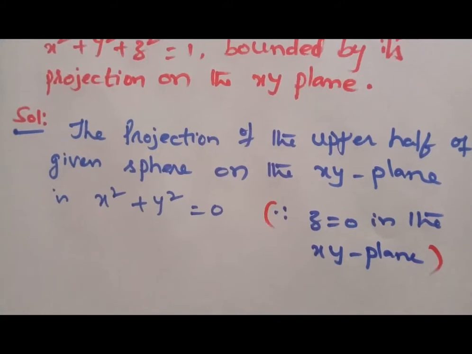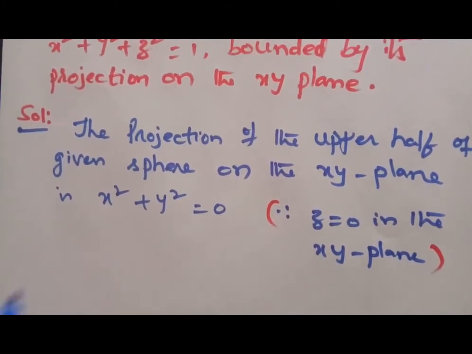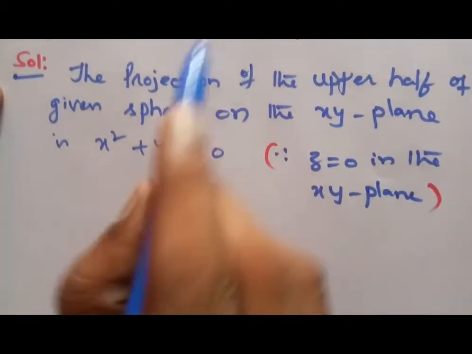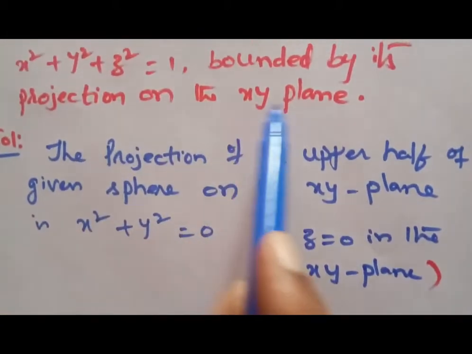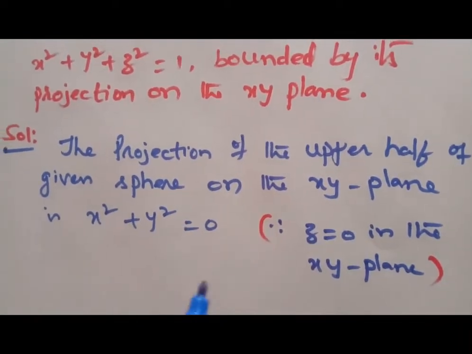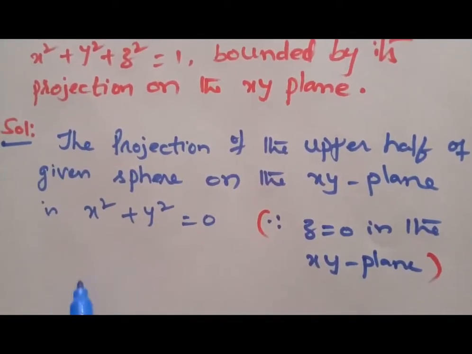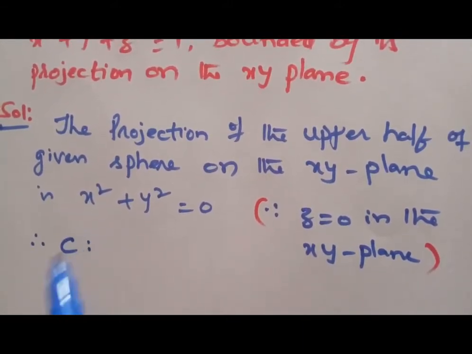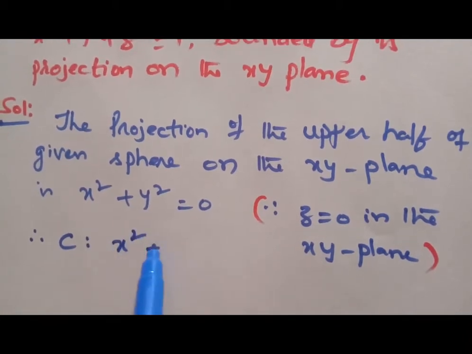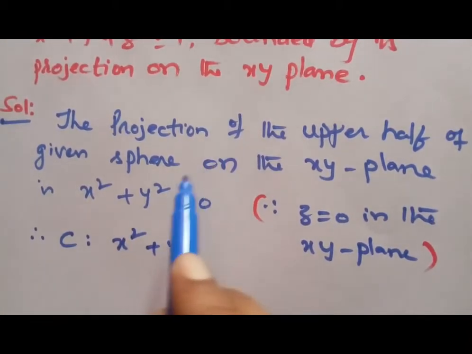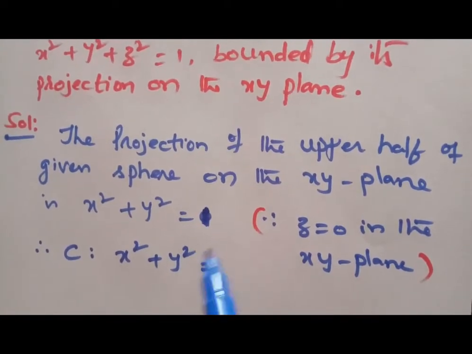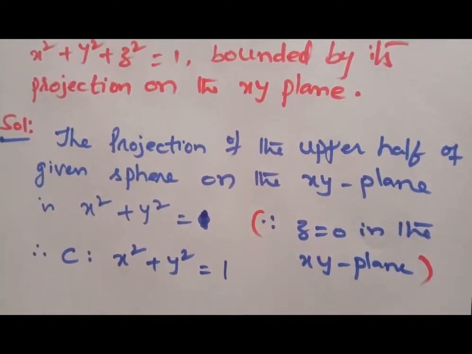C is the boundary of this surface. Here the surface is this one and its boundary is given, bounded by its projection on the xy plane. So therefore the boundary is the circle. Therefore here C is x square plus y square is equal to 1, centered at origin and radius is 1 unit in the xy plane.